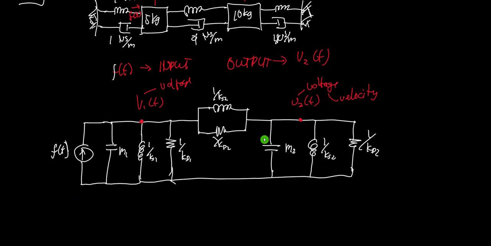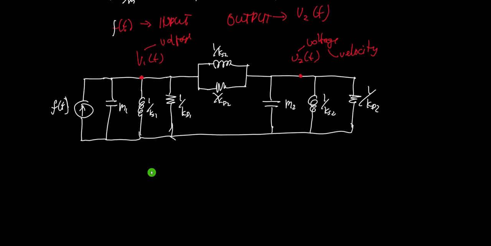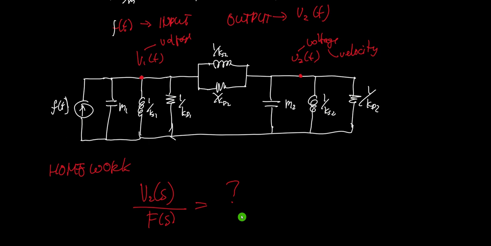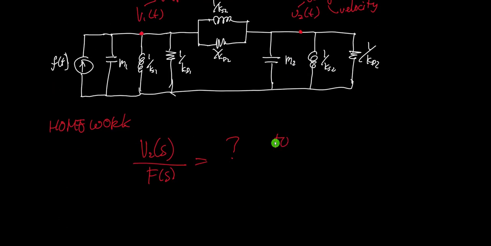So solve for the V2 as our output, and this will be your homework. Derive the transfer function of this using the circuit now that we derived, that we completed. So using any method in circuits, derive V sub 2 of s over F of s. What is V sub 2 of s over F of s? To be passed at MBLE. Okay?